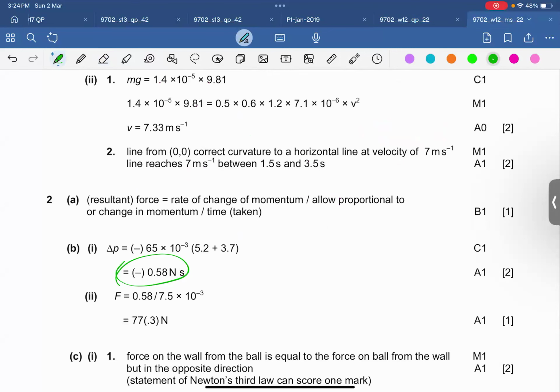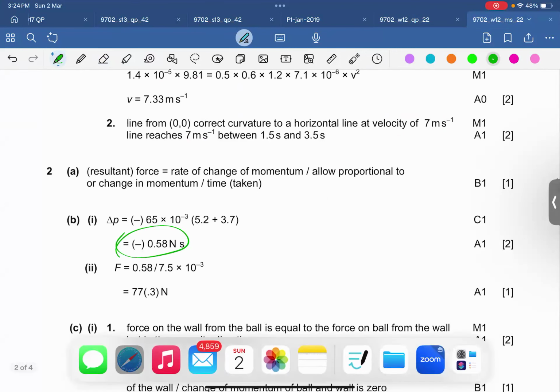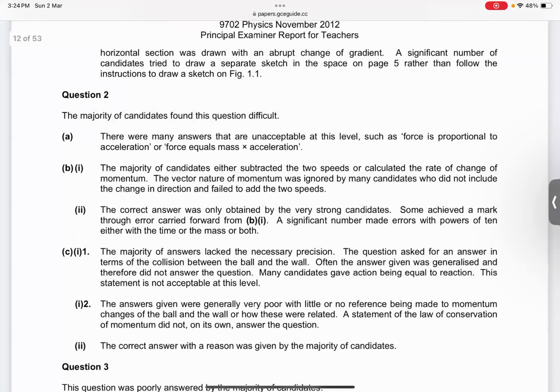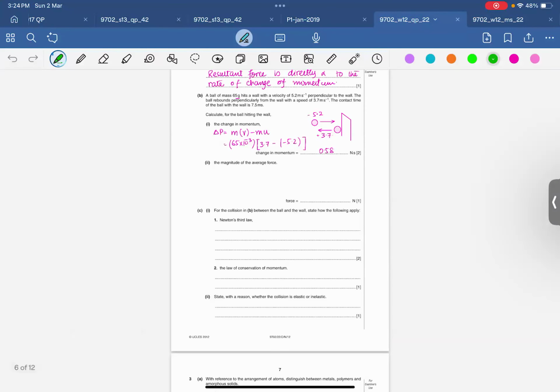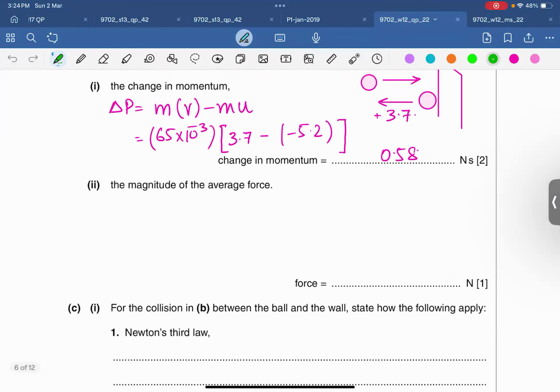Yes, they're giving the mark, and also the examiner report, because this is a very common mistake: the majority of candidates either subtract the two speeds, which you are not allowed to do, you have to add the speeds, or calculate the rate of change of momentum. Rate of change of momentum is not required; it is a force, which is required in the next part. The vector nature of momentum was ignored by many candidates, who did not include the change in direction and failed to add the two speeds. This was the most common error at that time. Now, please move on.